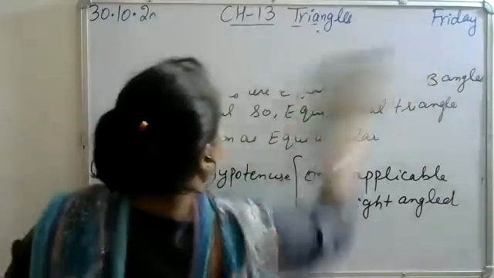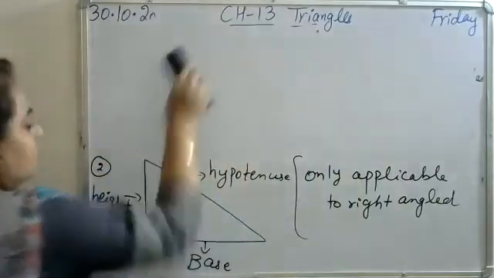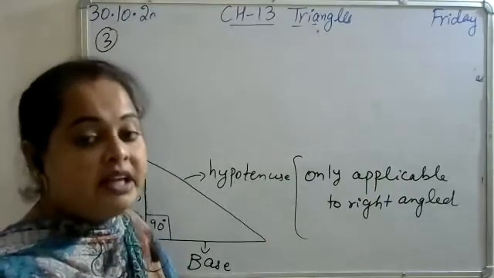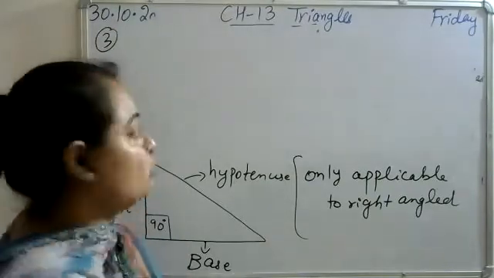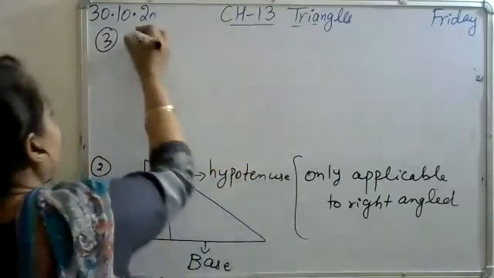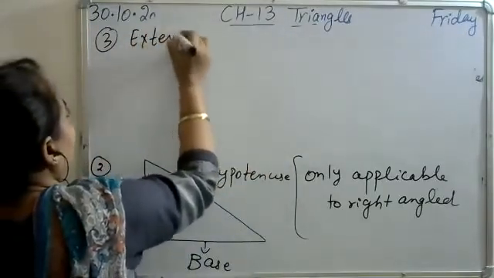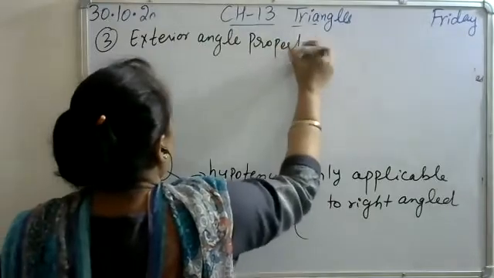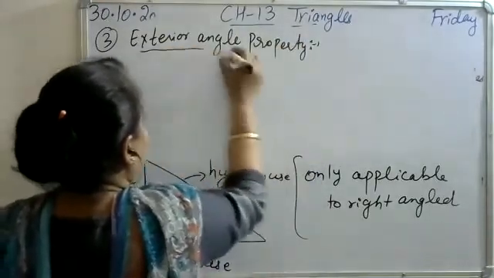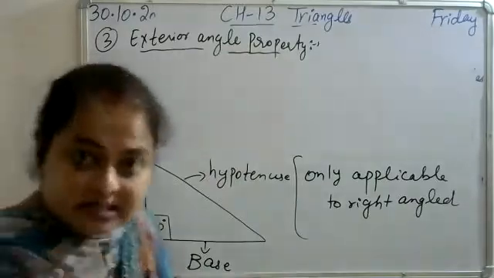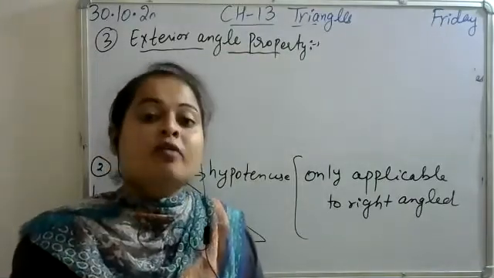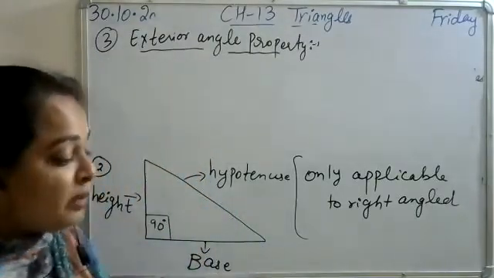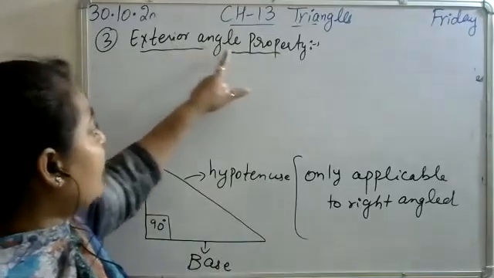Third is, now stop writing. After that, I will give you time for writing. Put your whole concentration on understanding. The next property name is exterior angle property. This is the name of the property. As we have done angle sum property, triangular inequality, similarly we have one more property. The name of this property is exterior angle property.